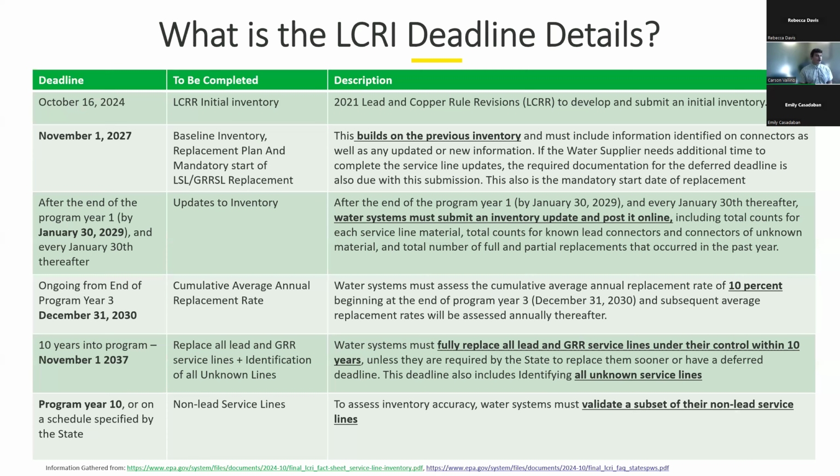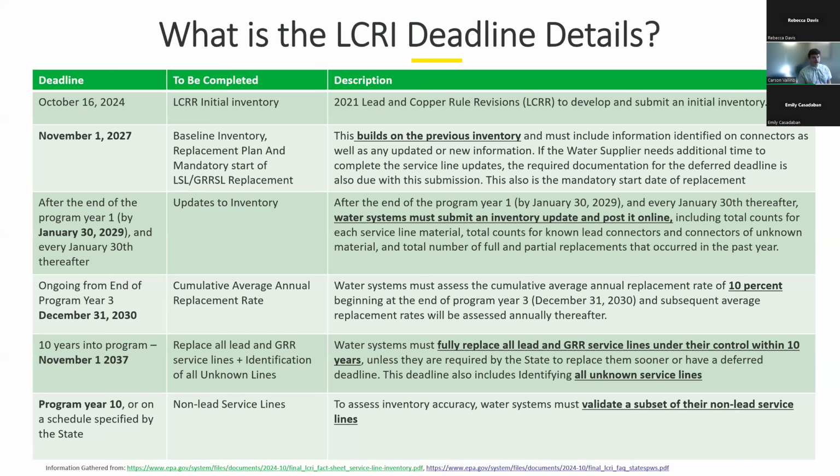10 years into the program, around November 1st, 2037, sometime at the end of 2037, there should be replacement of all of these lead service lines and the galvanized lines as well, and then identification of all unknown lines. So this is basically at that 10% average rate starting from 2027. 10% is removed year one, year two, year three, all the way up to year 10, where you have a full, complete removal of all of those lines.